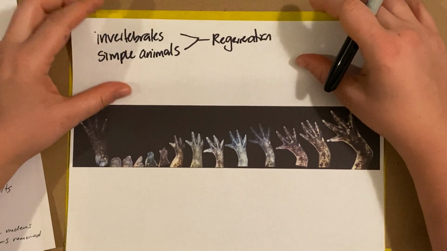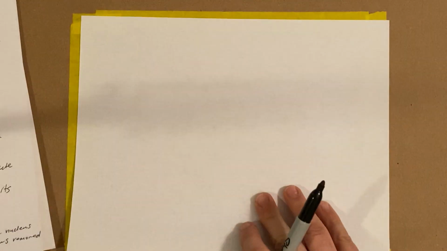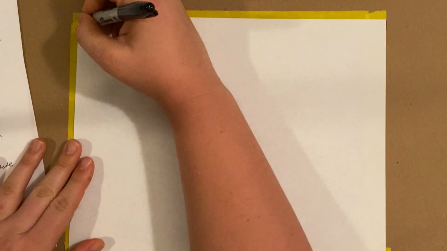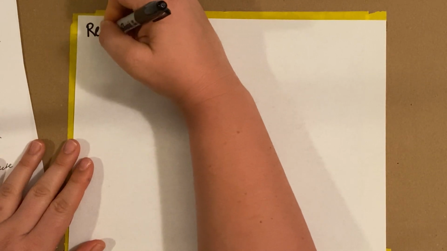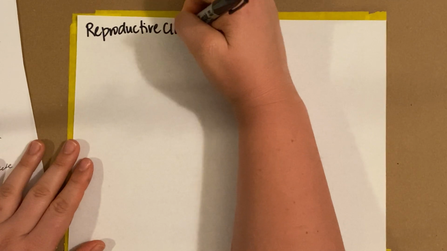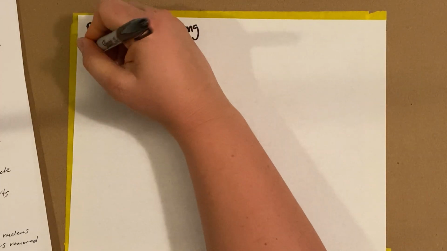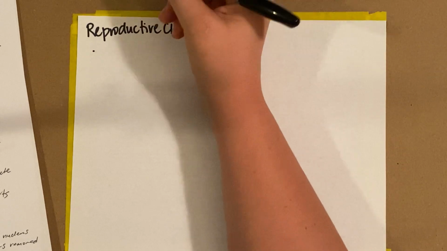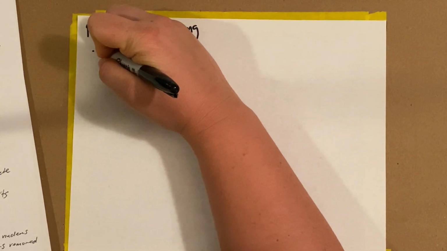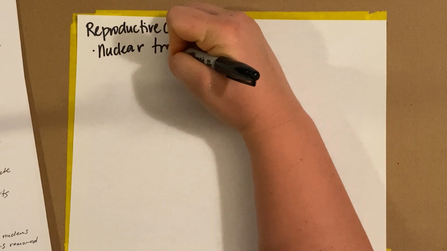Now, what has been done with cloning is that we've done some things called reproductive cloning. This is first done in animals. We have not cloned a human, but the way that reproductive cloning takes place is that we do something called nuclear transplantation.